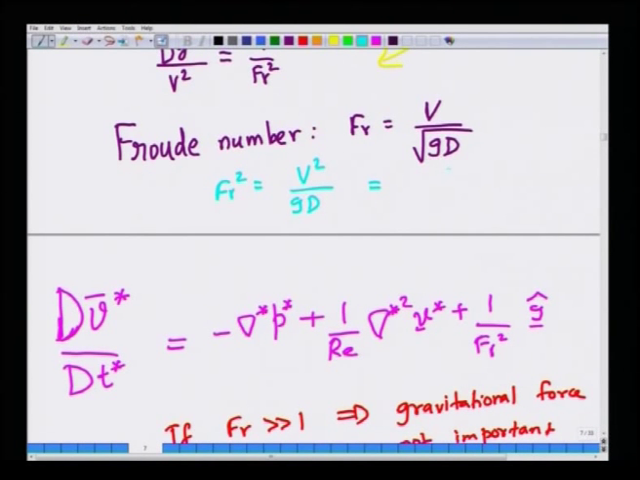This is nothing but, if you multiply and divide by rho, rho v squared by rho g d. This is a measure of inertial forces, and this is the measure of gravitational head. So, the Froude number is a ratio of inertial forces to gravity forces.